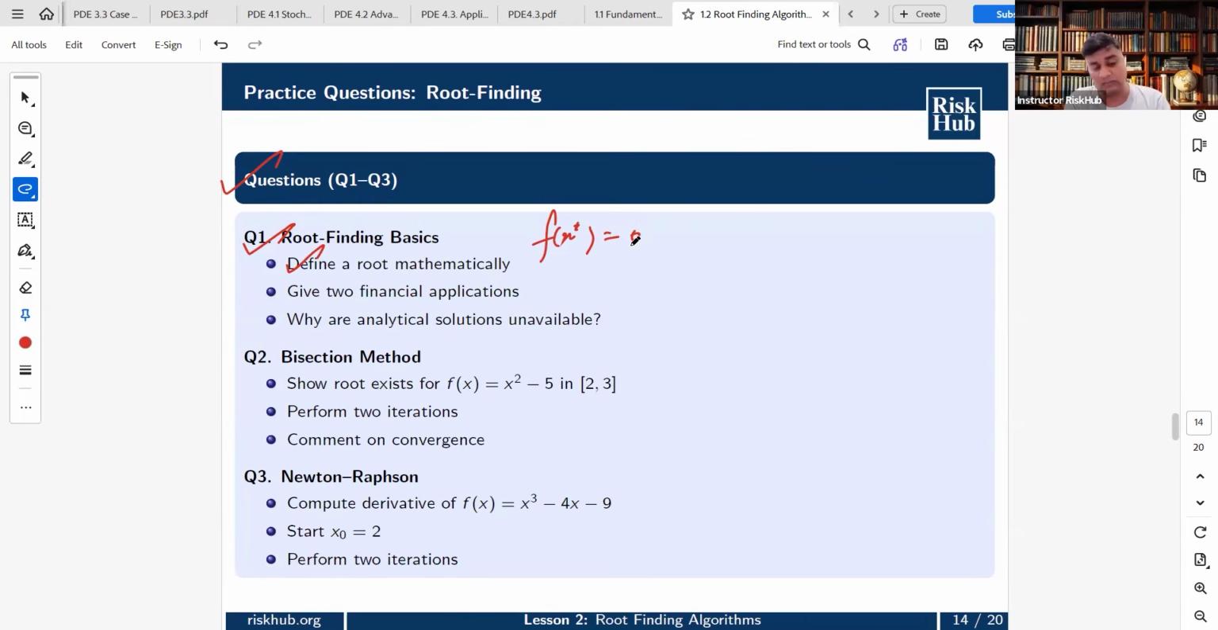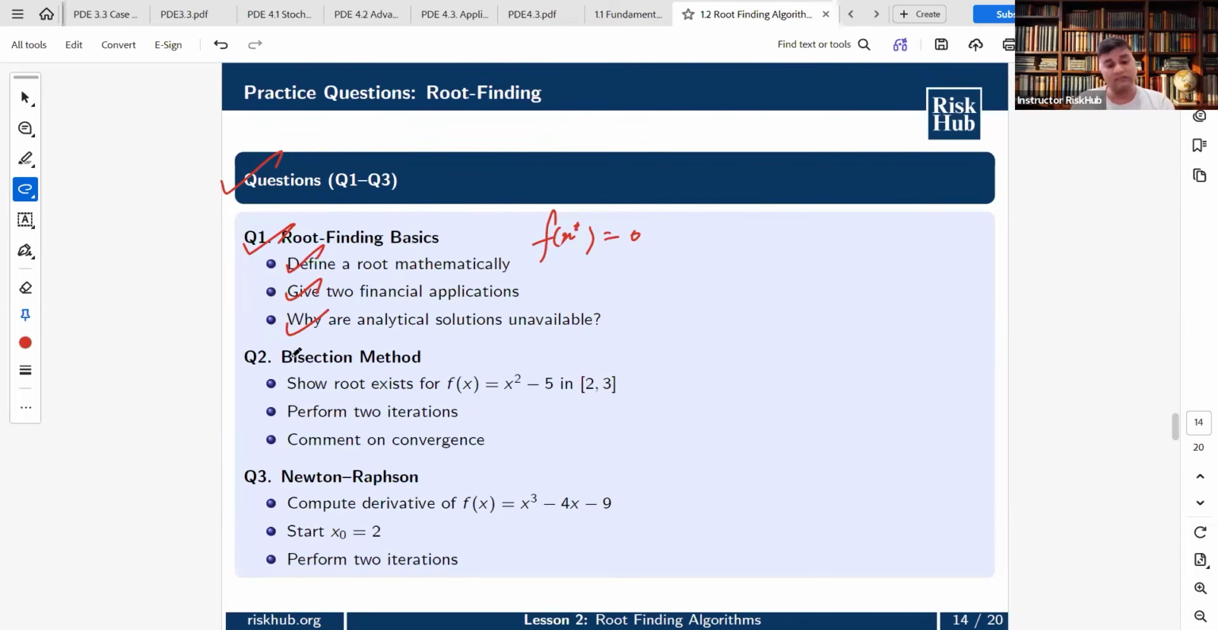Why may analytical solutions be unavailable? Because financial equations are often non-linear, like the bond pricing relation, complex, like Black-Scholes inversion, data-driven, like calibration to market prices, and multi-period, like IRR with many cash flows, right? So these are the reasons analytical solutions may be unavailable. Non-linear means the bond price-yield relation. Complex such as Black-Scholes inversion. Data-driven because of calibration to market price. Multi-period means IRR with many cash flows.